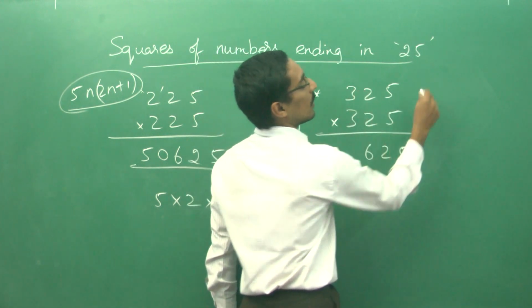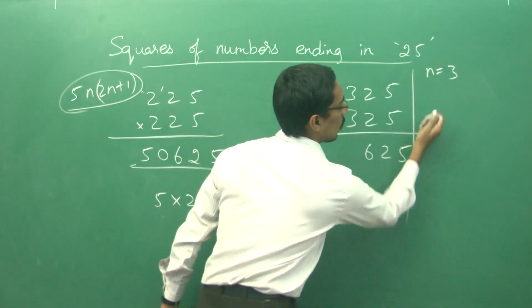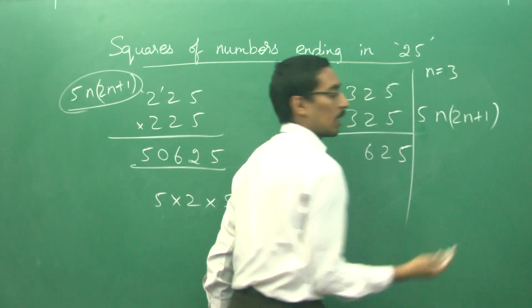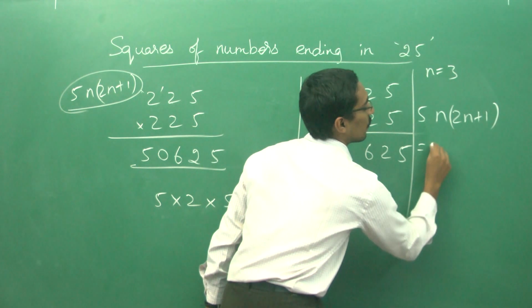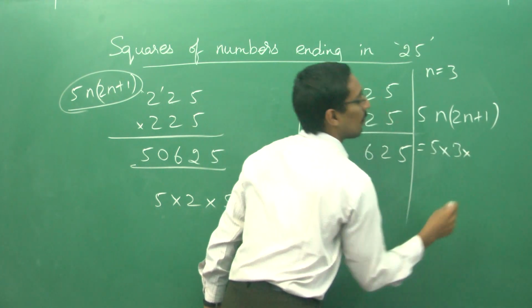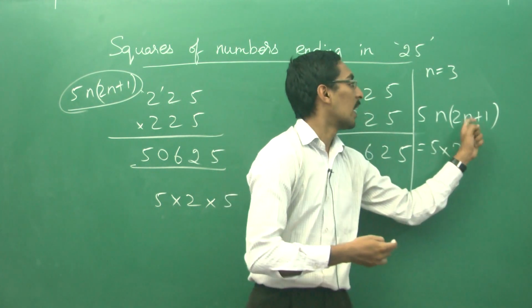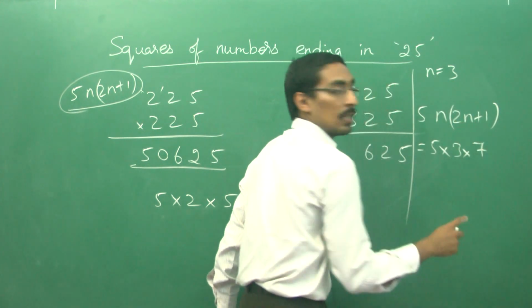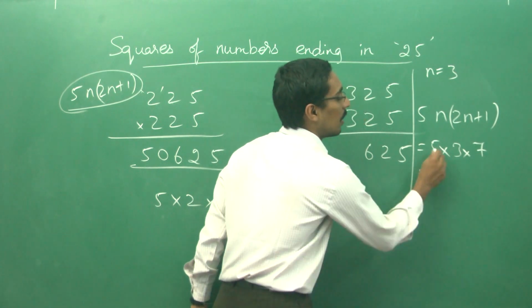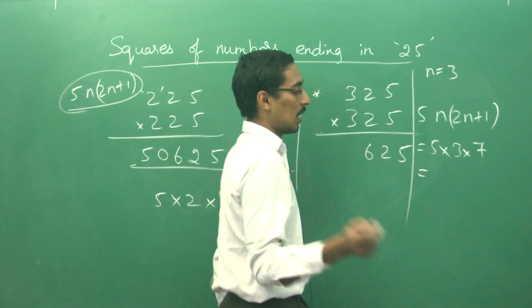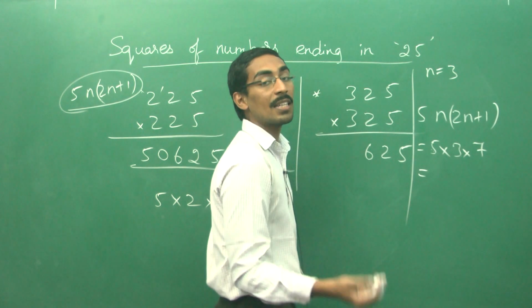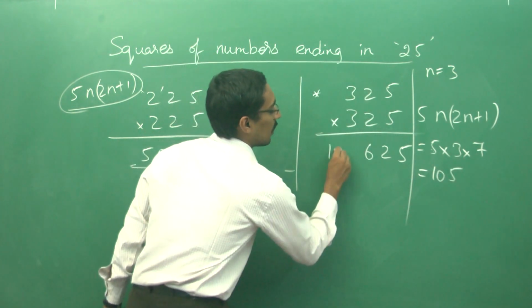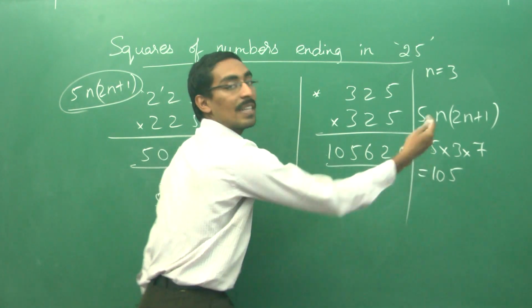Now my n value is 3. So now I apply 5 into n into 2n plus 1. So how much is this? 5 into n is 3, into 2n plus 1. If n alone is 3, 2n will be 6. 2n plus 1 will be 7. This we have to do. This will be 5 into 3. How much? 15. That 15 into 7 is nothing but 105. So directly write 105 here. I can say the answer is 105625.